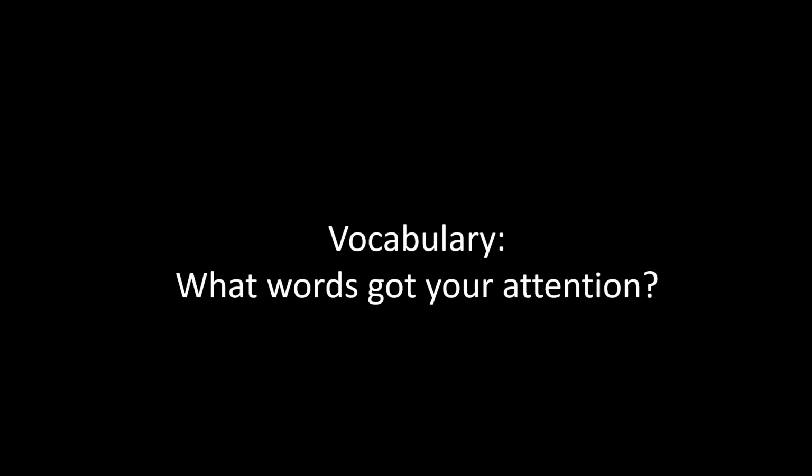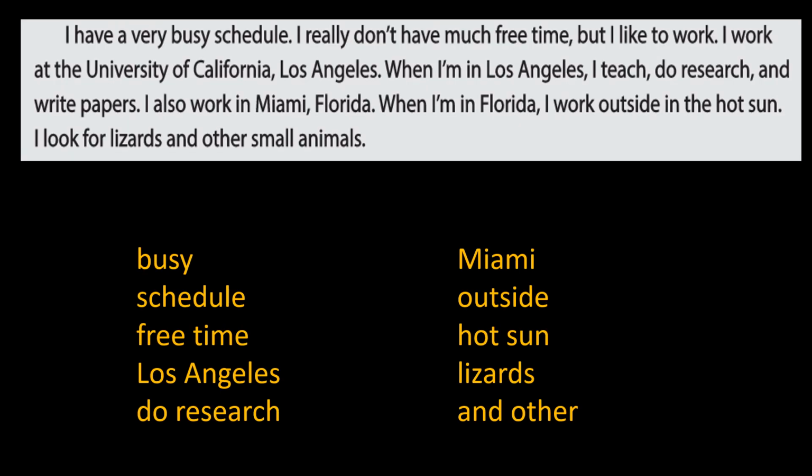Now to vocabulary. What words got your attention? So let's look at the vocabulary here. The words that got my attention are these in yellow. In line 1, the word busy. Busy. How many syllables is busy? 2 syllables. The stress is on the first syllable. Busy. What's odd about the word busy is that the U sounds like an I. It doesn't sound like a U.